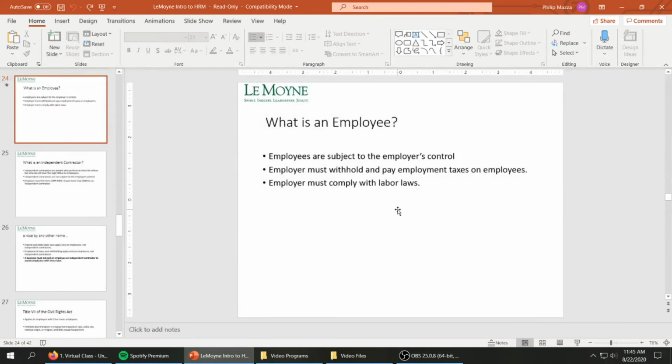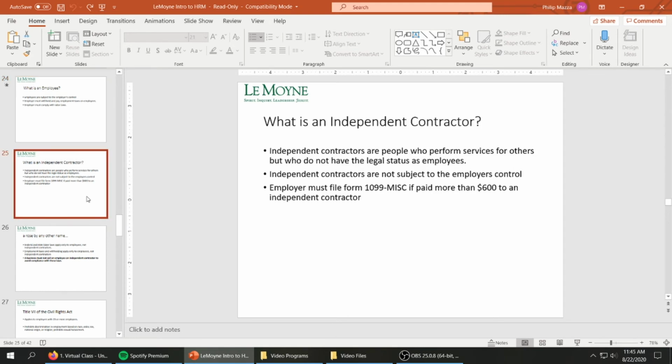Definition of what an employee is on this slide, very important, and what an independent contractor is. And again, given the choice, companies would love to have their individuals as independent contractors, and you can see why here.